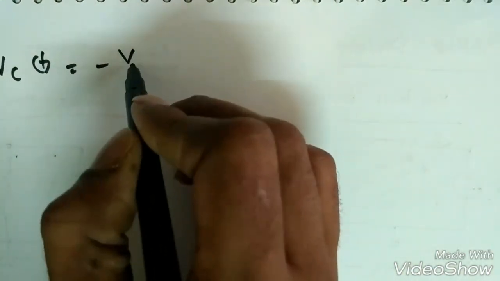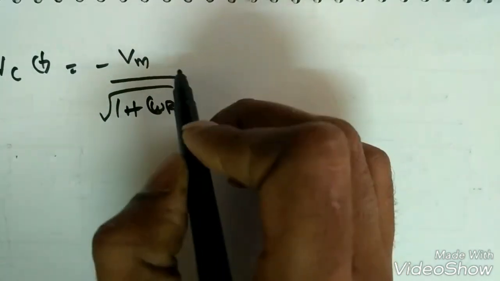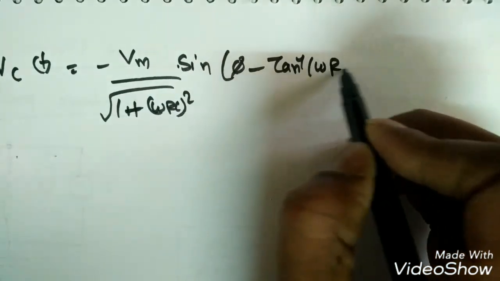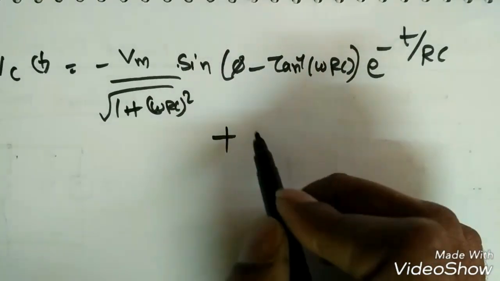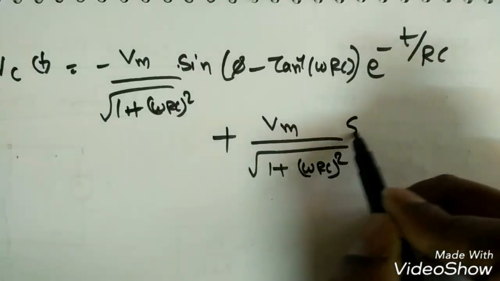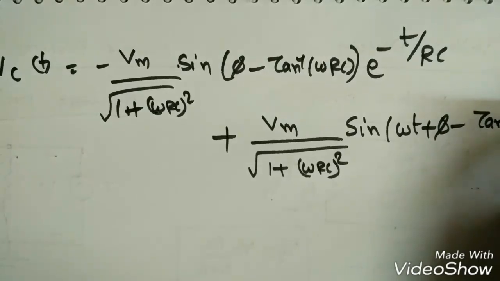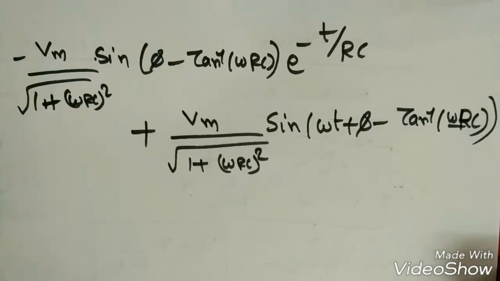Now if I substitute, we will get VC of t like this. VC of t is equal to A, that is minus Vm by square root of 1 plus omega RC square into sine of pi minus tan inverse omega RC into e power minus t by RC, plus the steady state response, Vm by square root of 1 plus omega RC square sine of omega t plus pi minus tan inverse omega RC. So this is the total response.